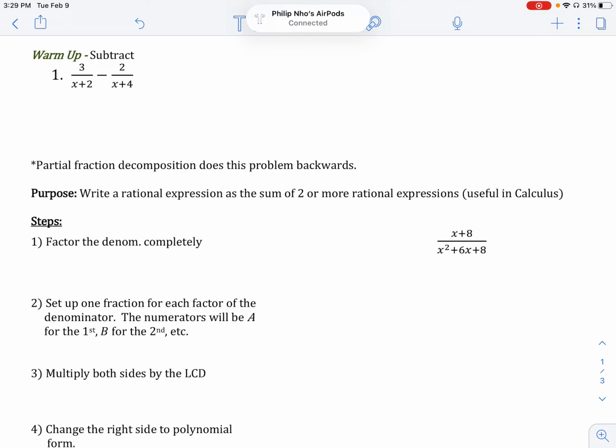We already know that when we are adding or subtracting fractions, we need to have a common denominator. So in this warm-up that we have here, in order for me to subtract these two fractions, we want to rewrite each fraction so that they are both sharing the same least common denominator.